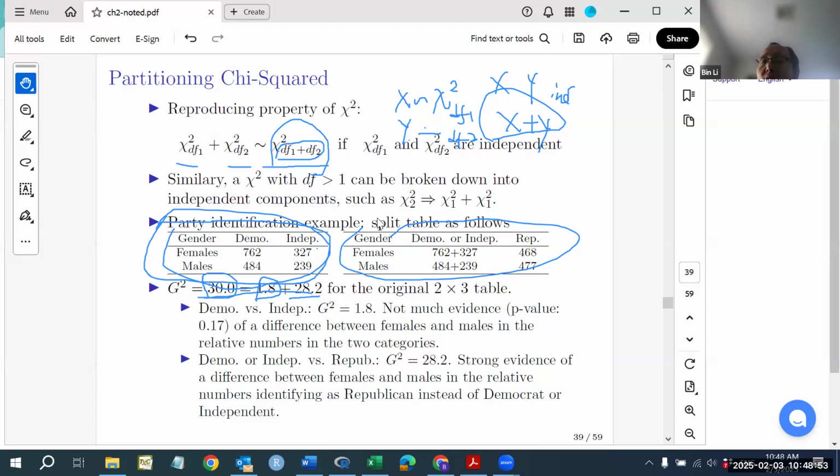Okay, but I have to say that it's not all types of partitioning that follows that. If you want to know the detail, read the textbook. It gives you some guidelines on how you partition the tables so that you can keep this relationship.